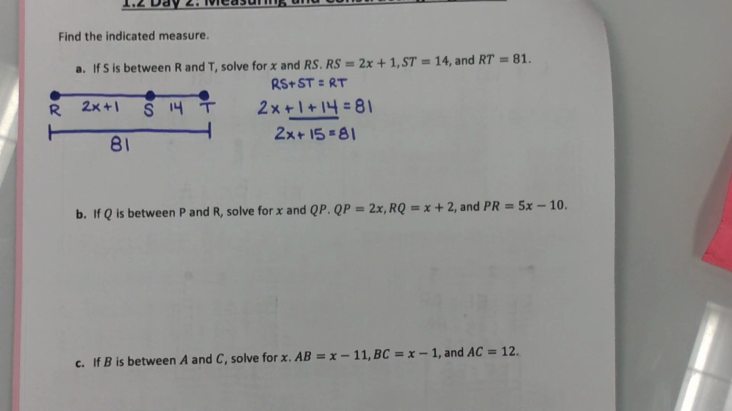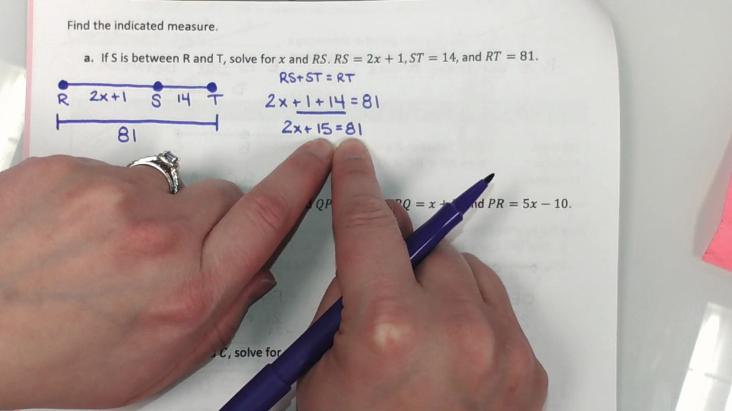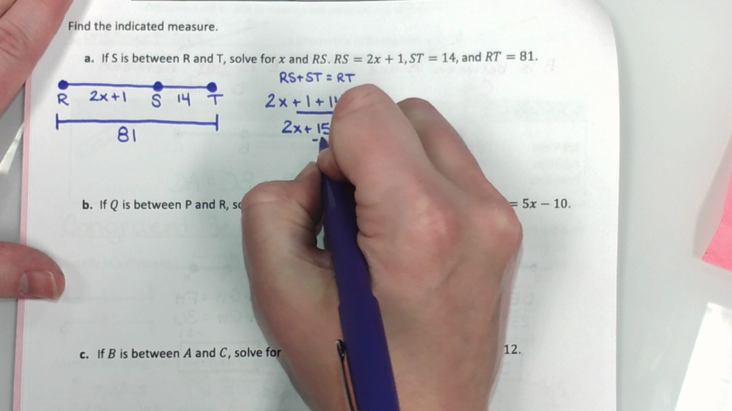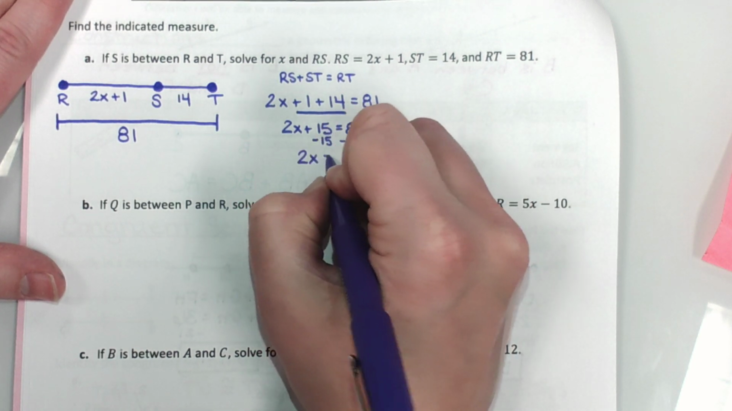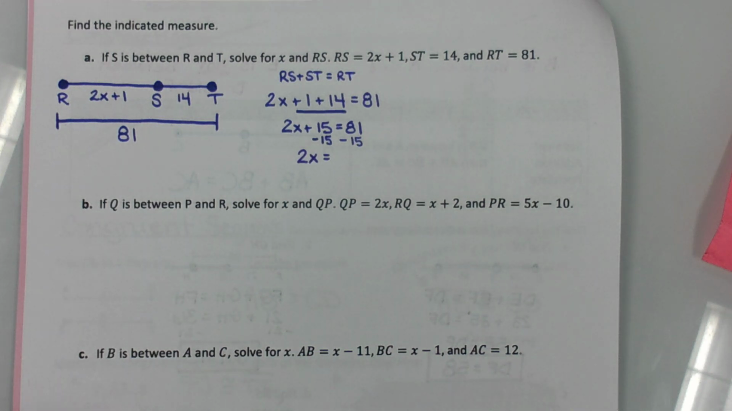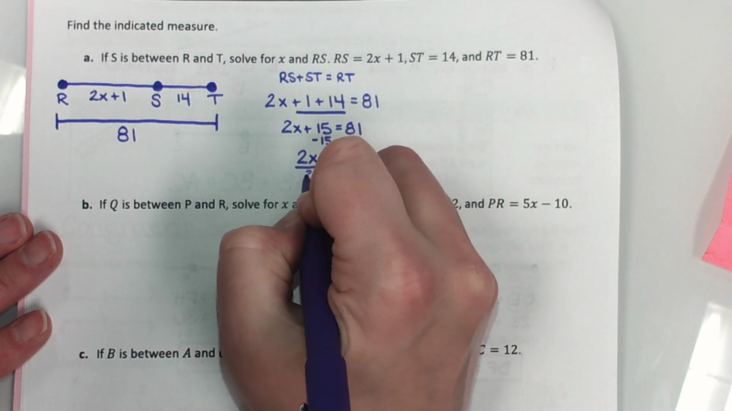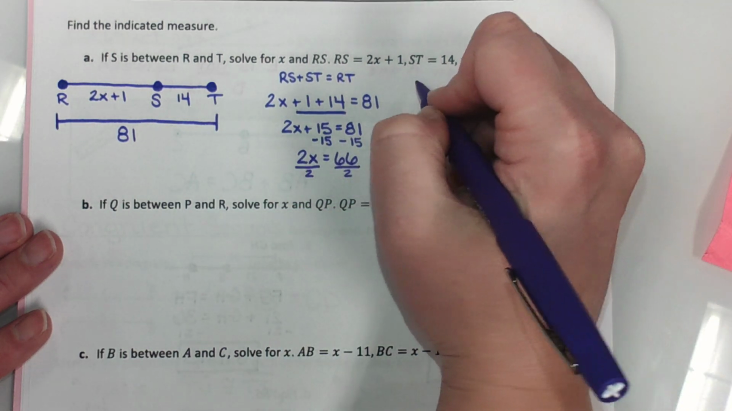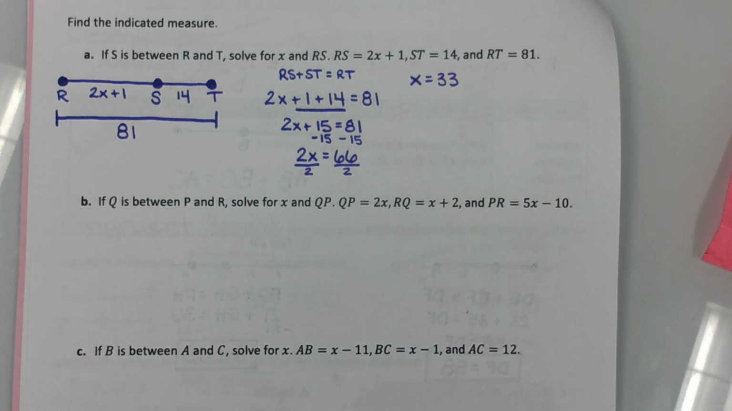Be careful. Okay, now I see a 15 and an 81. They're on opposite sides of the equal sign. Do I now do opposites? Yes. Subtract 15 from both sides. 2x is equal to 66. Divide by 2, x is 33. Is that what the question asked me to solve for? That and RS. So that's part of it.